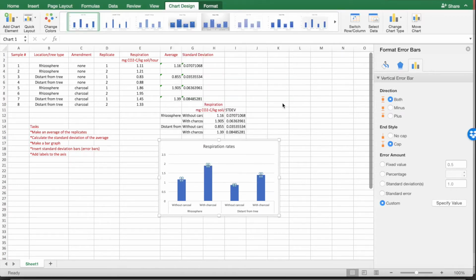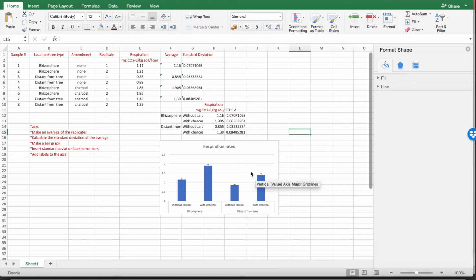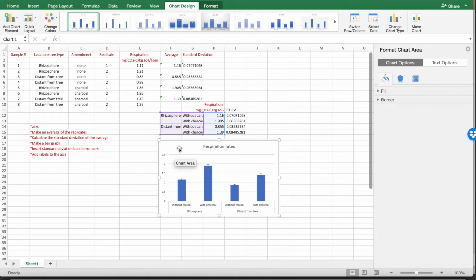Okay, and here are our error bars. My data didn't vary that much, so my error bars are not that big. You may find bigger error bars on your average values.